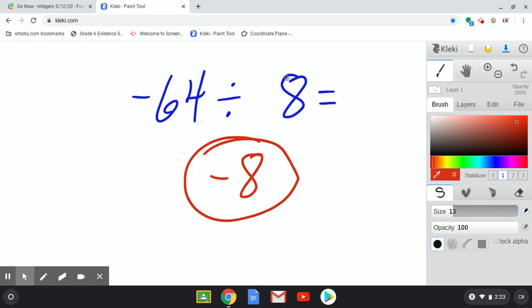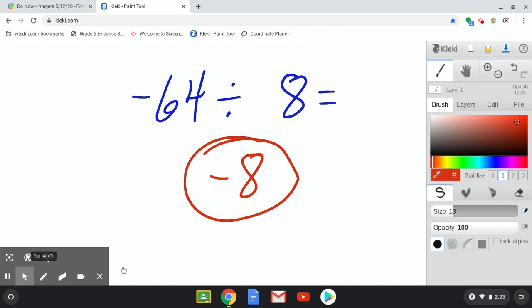So multiplication and division, very simple. Signs are the same, your answer is positive. Signs are different, your answer is negative. Now, when you're doing your problems at home, I would actually write that down and have it in front of you. Signs are the same, your answer is positive. Signs are different, your answer is negative. That's for multiplication and division only, okay?